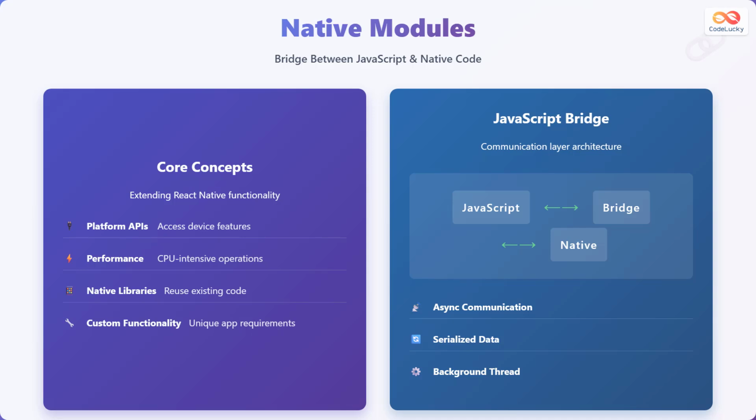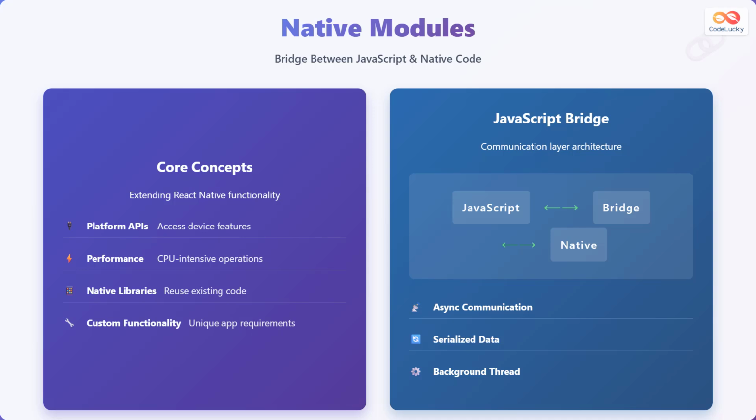Native modules provide a bridge between JavaScript and platform-specific native code, enabling React Native apps to access device features and APIs that aren't available through standard components. When React Native's built-in capabilities aren't sufficient, native modules allow you to write custom functionality in Java for Android or Objective-C and Swift for iOS.